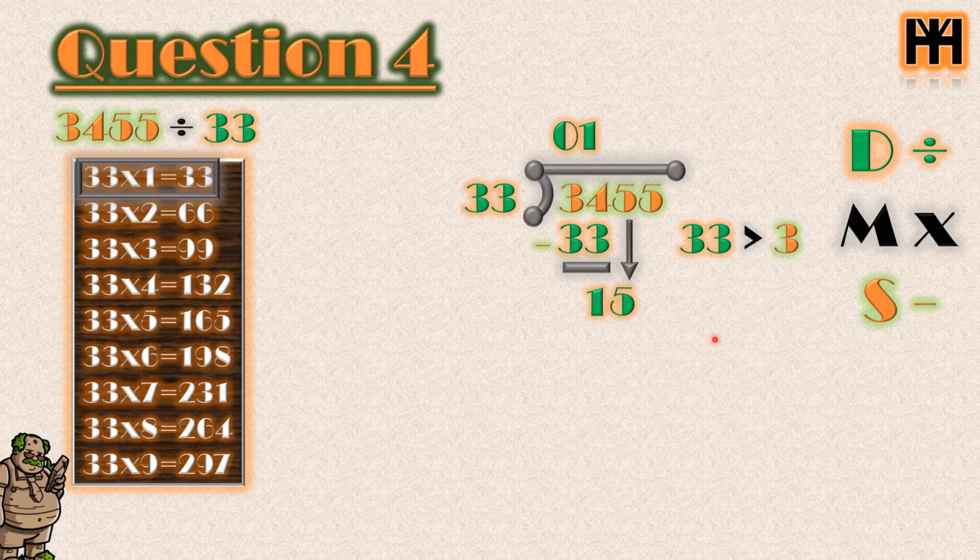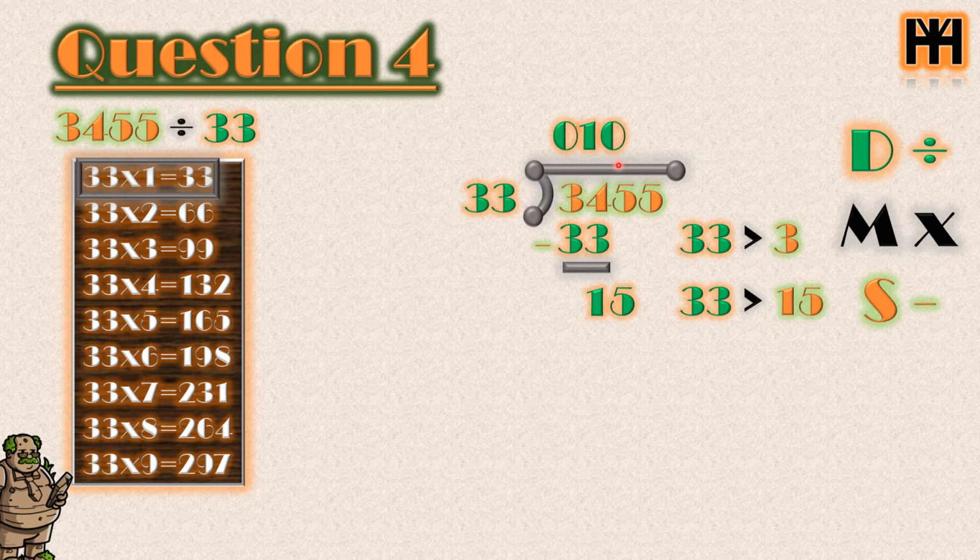Then we'll take down 5. Now, how many 33s are in 15? Or 15 divided by 33 can't be. 33 is greater than 15. Then we'll put 0 here. Okay, so we'll go to the next one. So take down the 5.